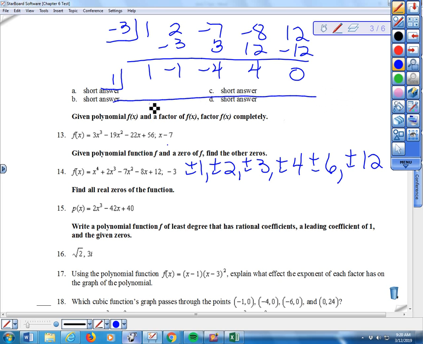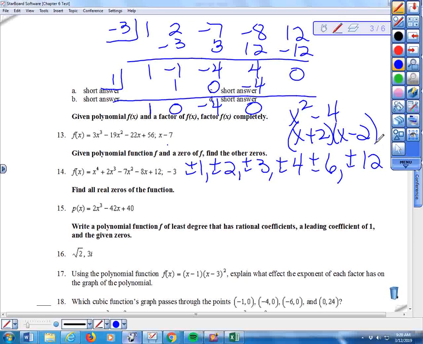Bring down the 1. That's 1. That's 0. 0. Negative 4. Negative 4. 0. So I'm done. So what I'm left with is x squared minus 4. Well, that factors to x plus 2 and x minus 2. So all my zeros are negative 3, 1, negative 2, and 2. That's it.